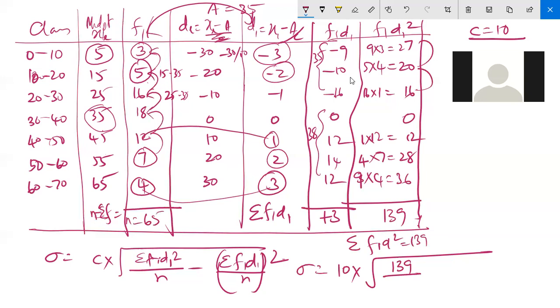So 139 by 65 minus fi di. What is fi di? This is fi di, 3. 3 divided by again n, 65. This is the whole square. Okay, now we will have to do calculation. That is equal to 10 into square root of 139 by 65. How do we have to find it out? Let us do calculation. 139 divided by 65 is equal to 2.138. 3 by 65. 3 divided by 65.